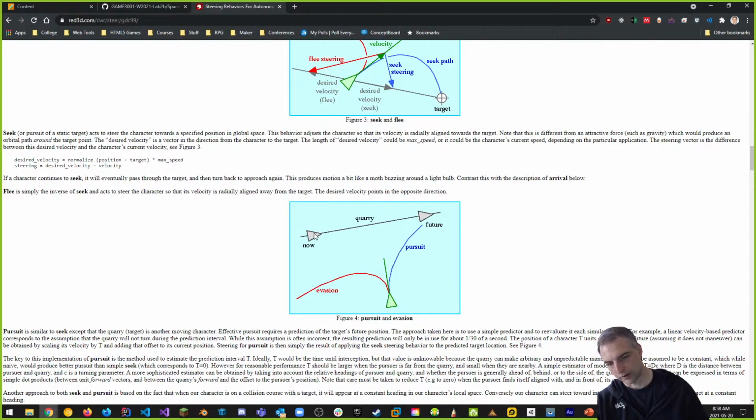So if this is where it is right now, what we want to do is angle away from it, because we calculate that this is where it's going to be at some other time t. Okay, so that is pursuit and evasion.